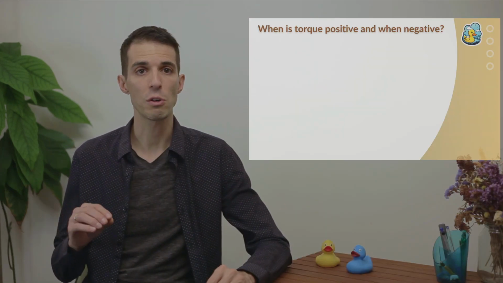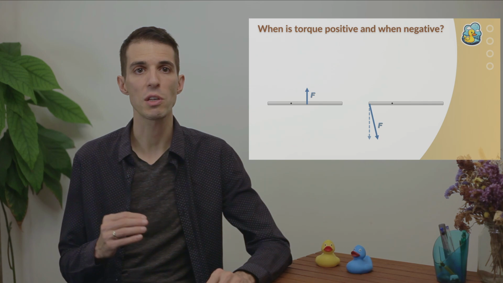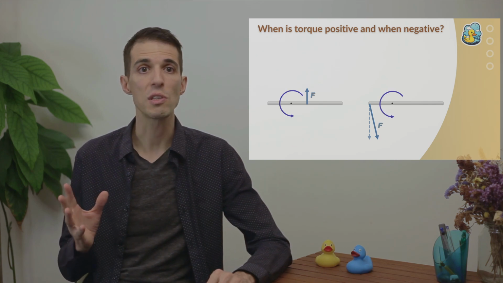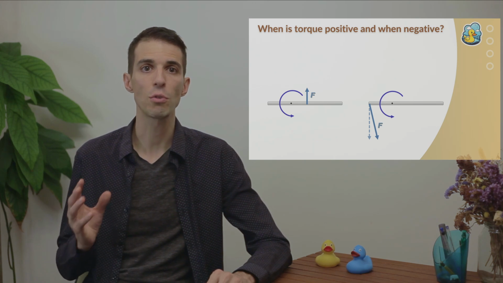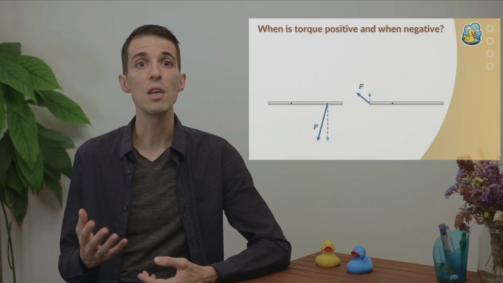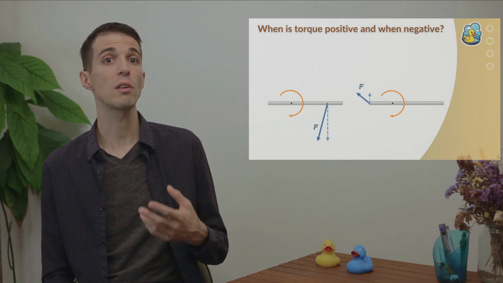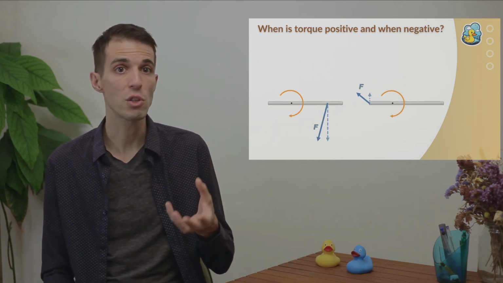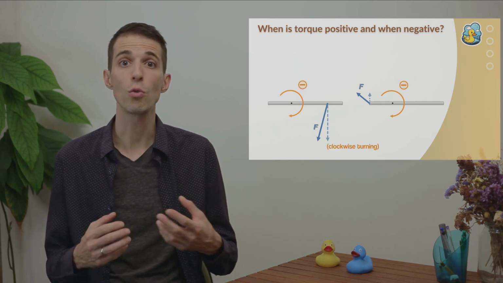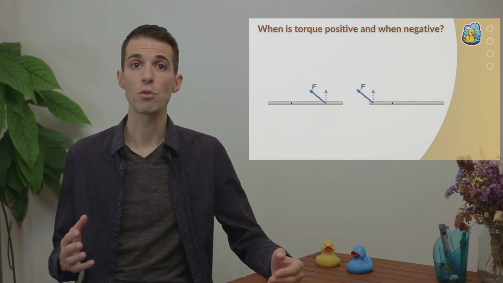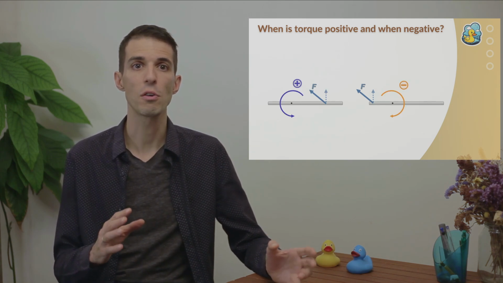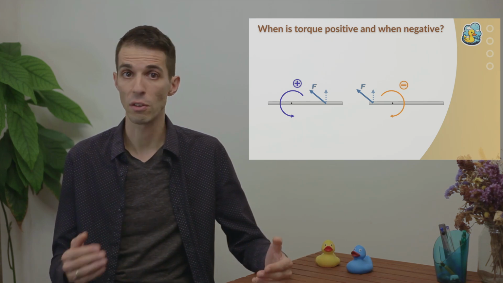If you apply force in a way that makes the object rotate counterclockwise or changes its ongoing rotation towards the counterclockwise direction, the torque is positive. If the force makes the object rotate clockwise or changes its ongoing rotation towards the clockwise direction, the torque is negative. The direction of the force and where it's applied determine whether the torque is positive or negative.